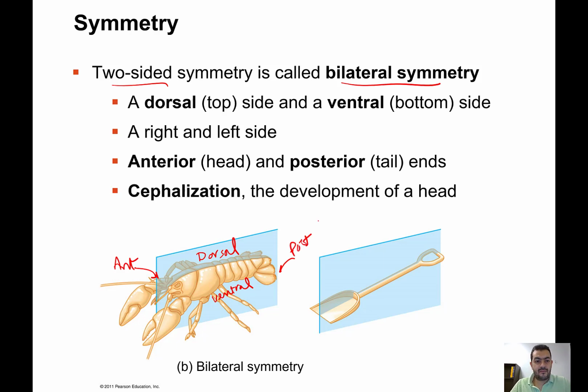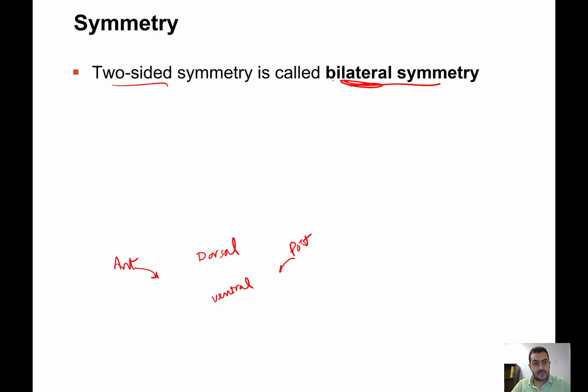And we will have cephalization. Cephalization means the development of a head. It is the place where the neurons will be collected. Some animals have sensory organs as well, and usually bilateral animals use this head, as we said, for sensing their environment, and this is one difference from the radial animals.